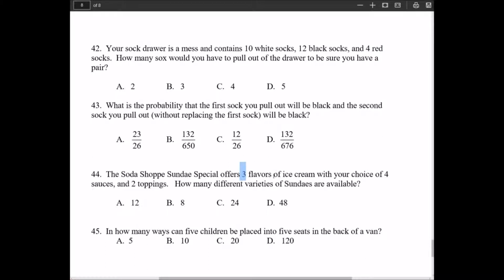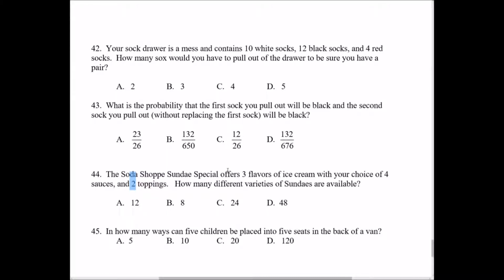So all we had to do was look at the potential choices. We have 3 flavors, so 3 choices, 4 sauces, 4 choices, and 2 toppings. If we take 3, 4, and 2, those are our potential choices, and multiply them together, we'll find every possible combination. 3 times 4 times 2 is 24. That's all there is to number 44.